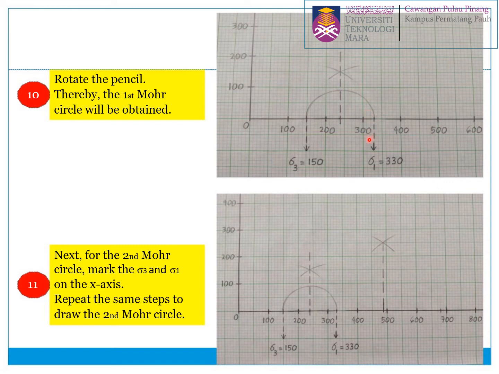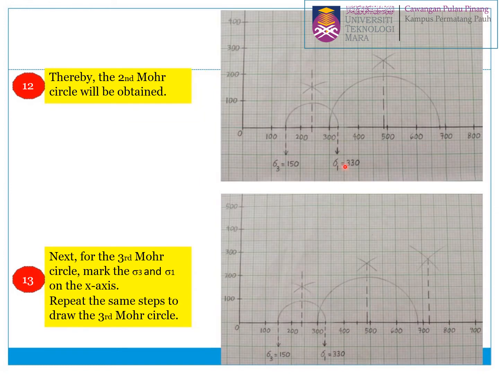The next step is to draw the second Mohr circle. You do the same procedure: find the values of sigma 1 and sigma 3, plot them, get the location of the centroid and draw the Mohr circle. Now you have the second Mohr circle, and then you do the same steps for the third Mohr circle.